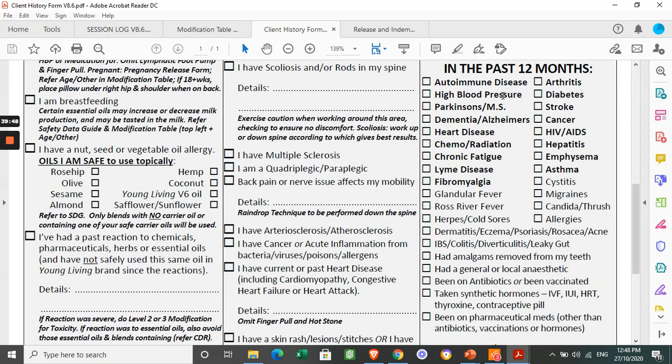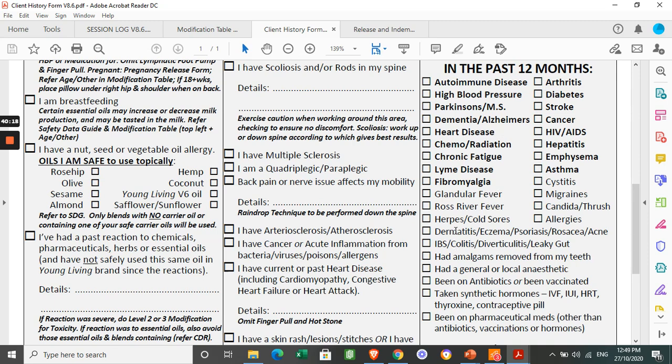but they might have been diagnosed in the last 12 months. Do they have Parkinson's, MS, arthritis, diabetes, stroke, cancer, HIV/AIDS, hepatitis, emphysema, asthma, cystitis, migraines, candida, thrush, allergies, herpes, cold sores, Ross River fever, glandular fever, fibromyalgia, Lyme disease, chronic fatigue, heart disease. All of these bold illnesses here can make a difference.